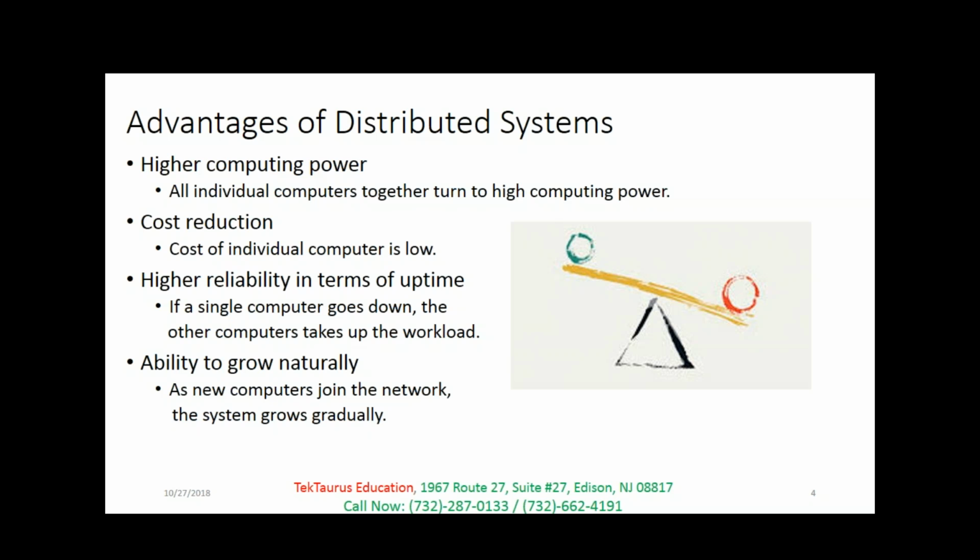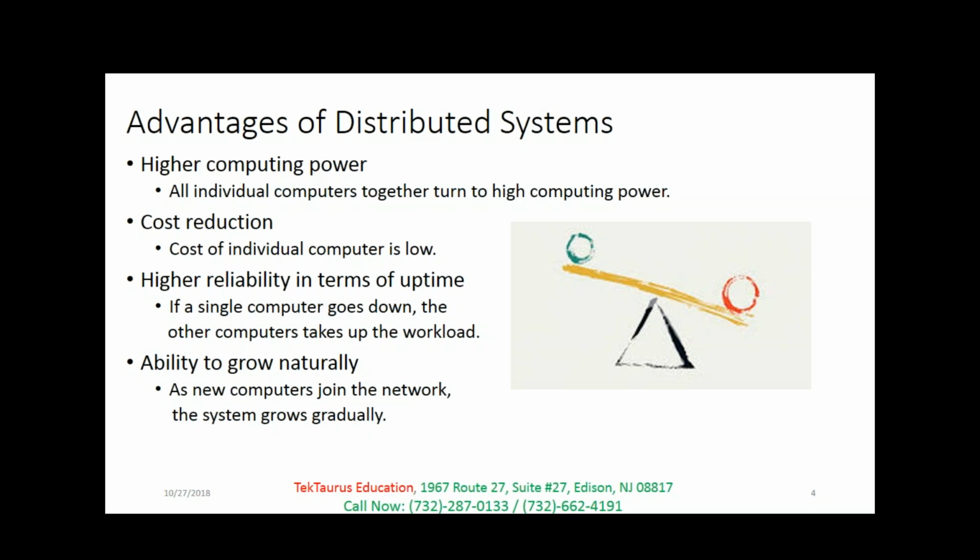Also, we can grow naturally, meaning whenever a new computer joins the network, the system grows. If there are 100 computers in the network, it is there. If there are 1 million computers in the network, it is there. So based on the requirement, the network grows naturally. Okay, it's like that.